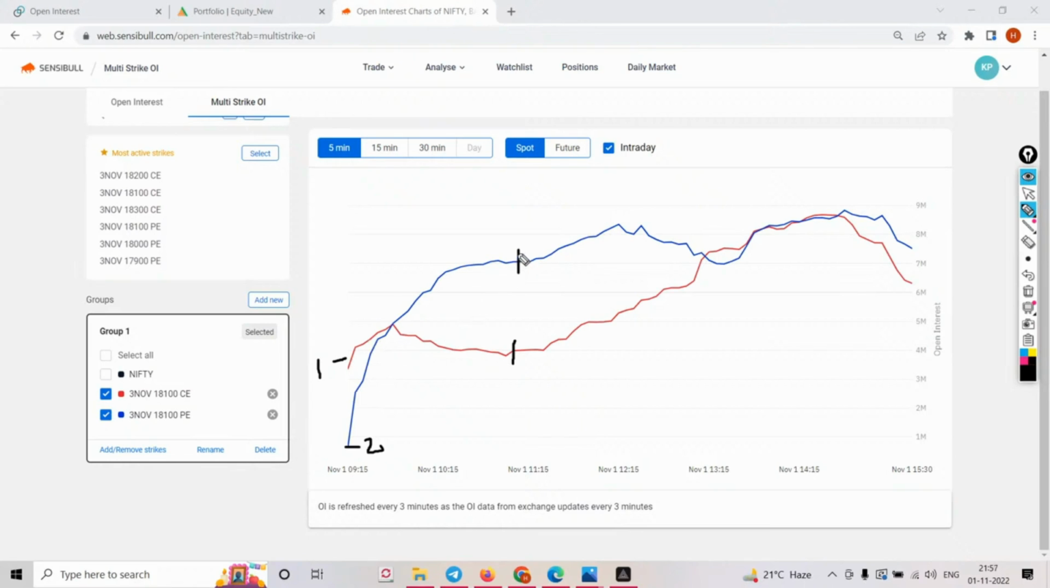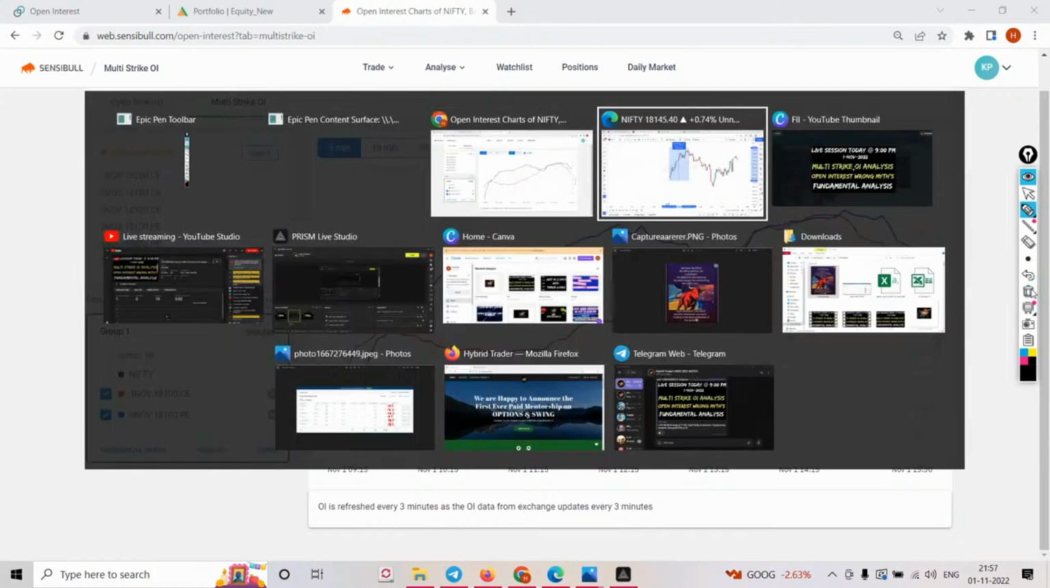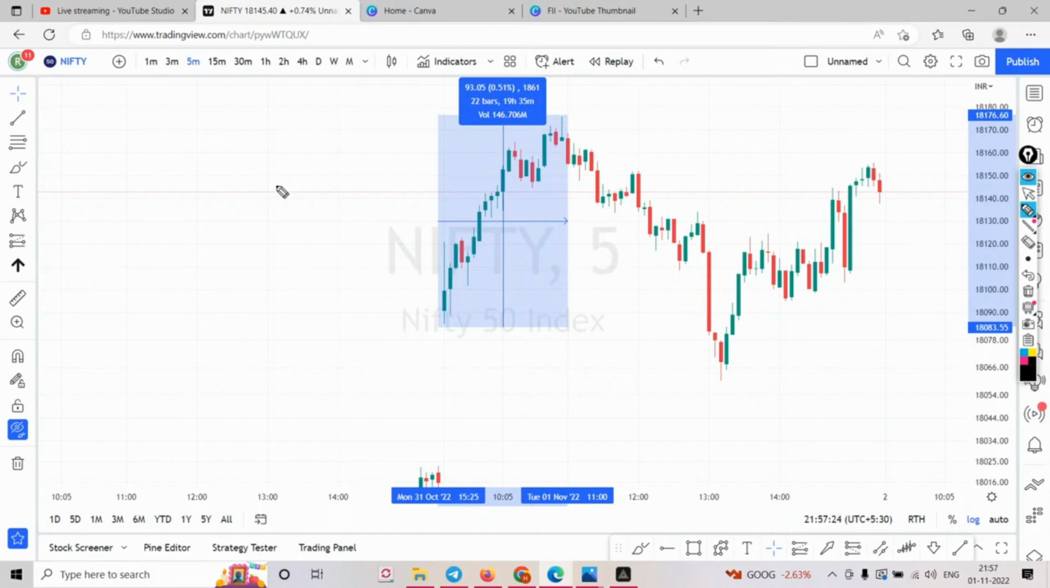Now until 11 o'clock, we see a huge increase in the put build up. Though this was number 1, it went up and then slowly it started falling. So now your number 1 is your put and the call is number 2. Got it? Now let me show you the graph again one more time. So what happened from 11 o'clock till, let me show you.